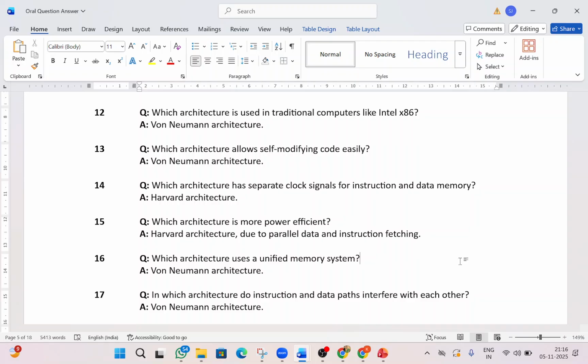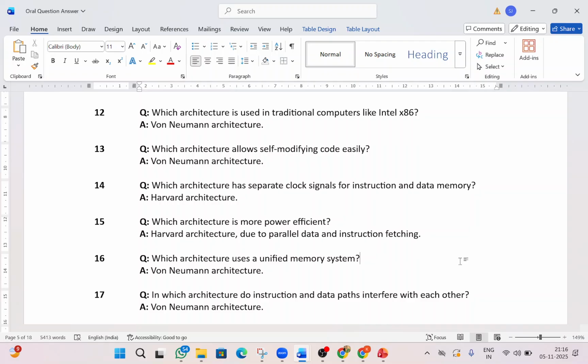Next question, 13th number. Which architecture allows self-modifying code more easily? That is the von Neumann architecture. Data and instruction share memory, so a program can alter its own instructions if needed. So the answer is the von Neumann architecture.